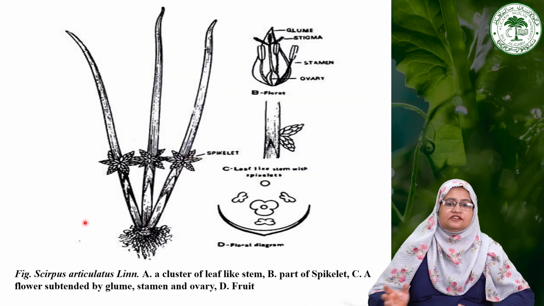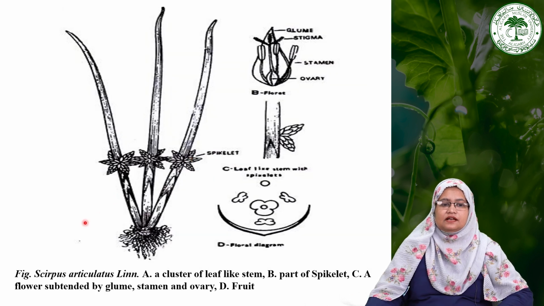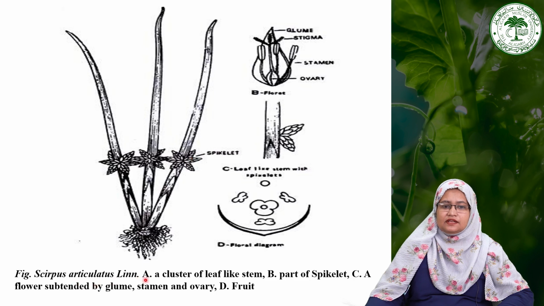Next common plant that is occurring in India is Cyperus articulatus. As you can see, a cluster of leaf-like stems; this is the stem which is called culm. Here you can see the spikelet inflorescence. You can see there is a leaf-like structure with spikelet inflorescence, and this one is representing a single flower.